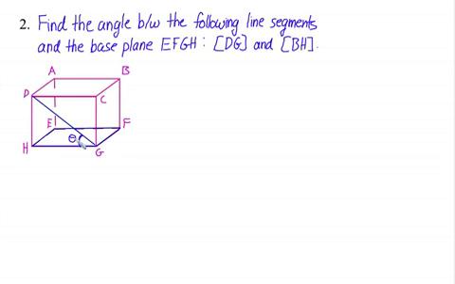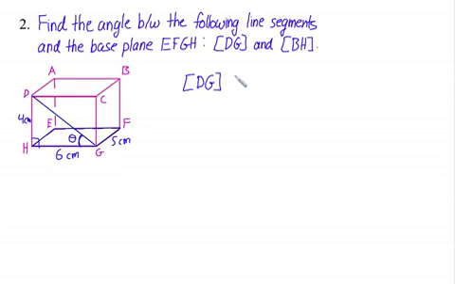Again, filling in some of the given information, we know that the side HG is 6 centimeters, and the side DH is 4 centimeters, and the side GF is 5 centimeters. That's the only given information we have, and for the first part, we're trying to find the angle between the line segment DG and the base plane EFGH. This is fairly straightforward, as I've already drawn a right triangle, and I know two of the sides. So this is very similar to the last problem.